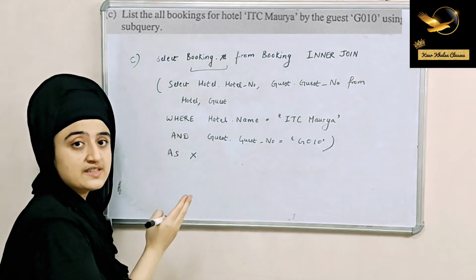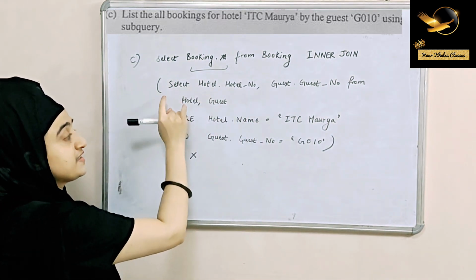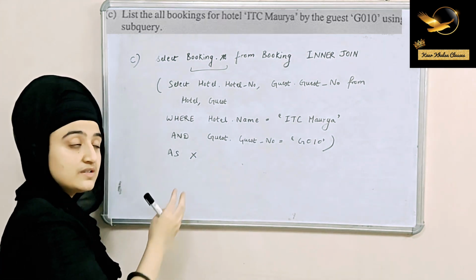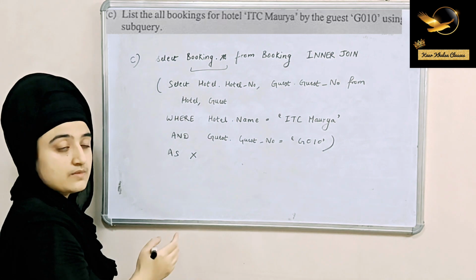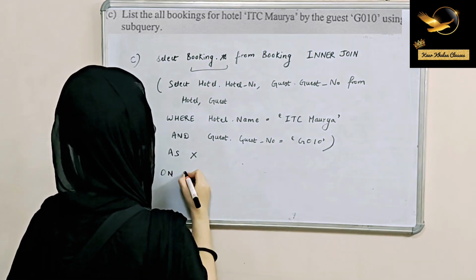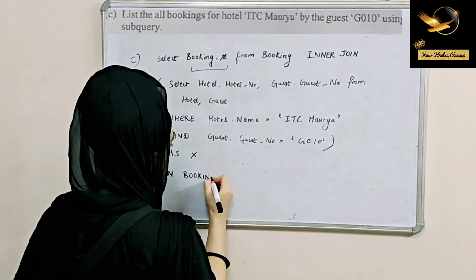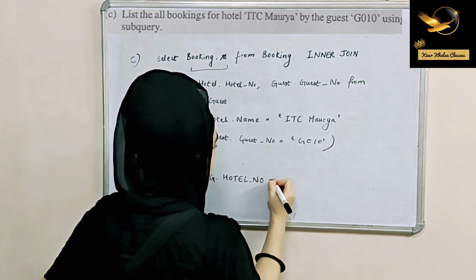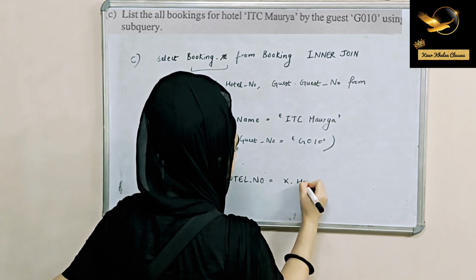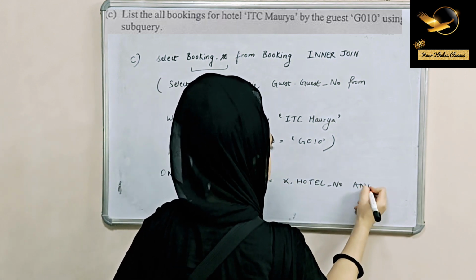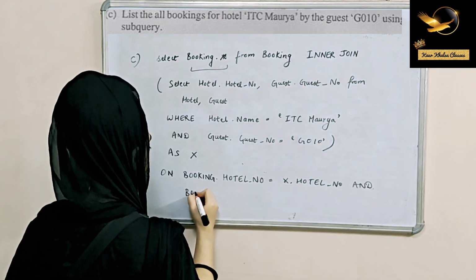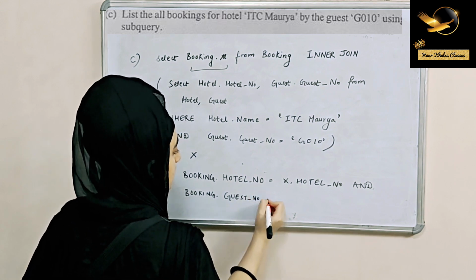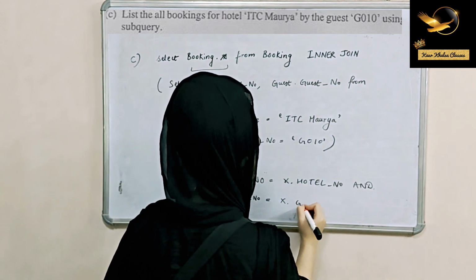It means we have given this a name. This whole query that is present in the bracket, we are considering it as X. So you will get to know why we are using this whole query as X. On booking dot hotel number is equal to X dot hotel number, and booking dot guest number is equal to X dot guest number.